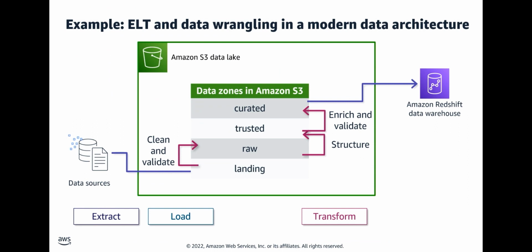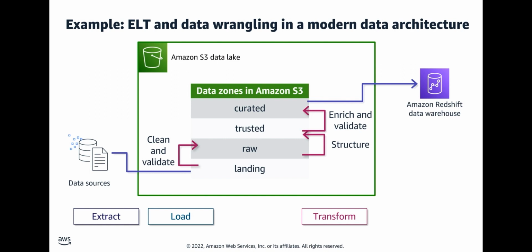This diagram is derived from the modern data architecture in the Design Principles and Patterns for Data Pipelines module. The diagram illustrates an ELT flow and highlights how the data wrangling steps might occur. In this reference architecture, data is ingested into a storage layer that includes Amazon S3 as the data lake and an Amazon Redshift data warehouse.